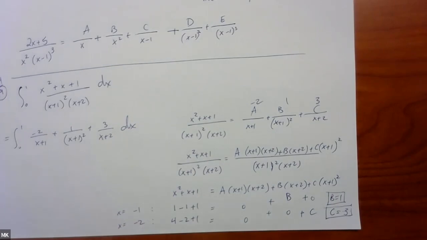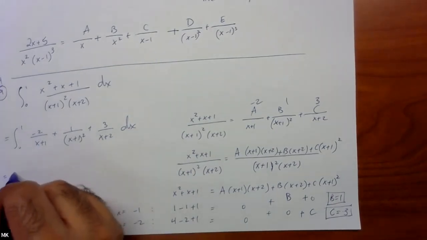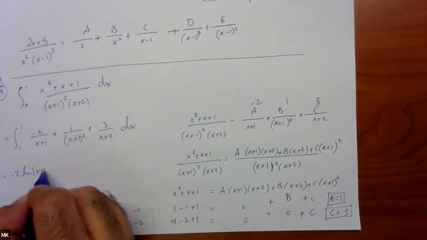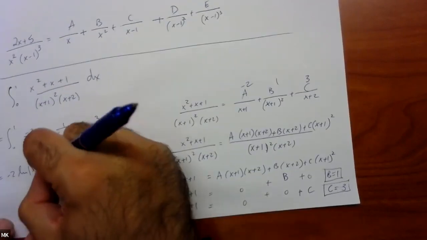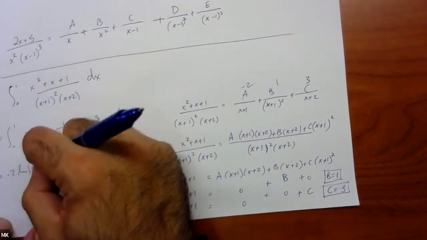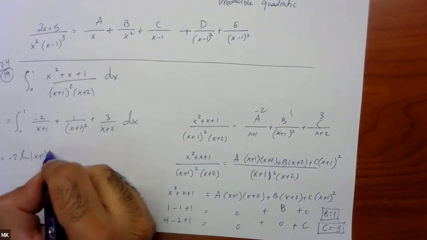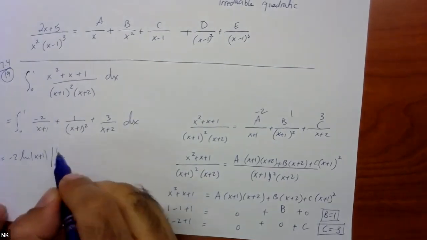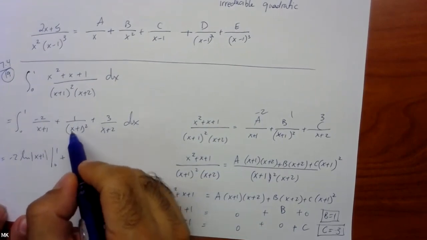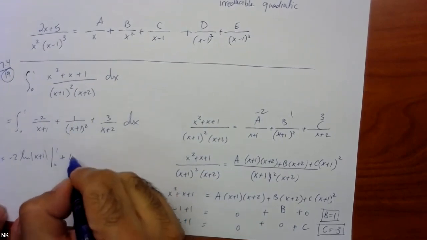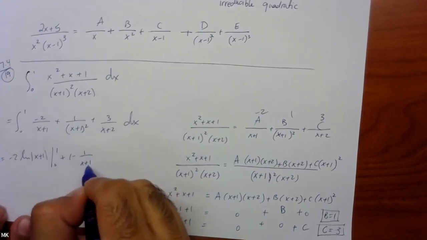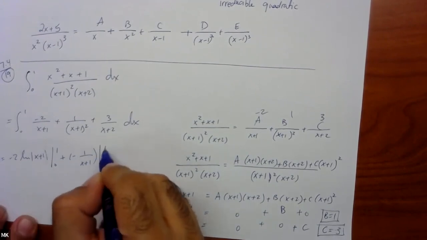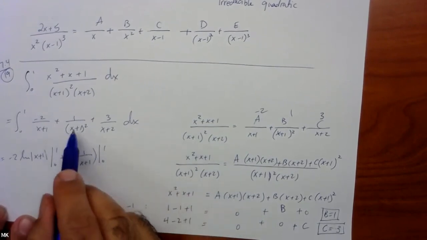Very good. Now the first one is easy. It's just -2 natural log of x plus 1. Very good. And I evaluate that from 0 to 1. Very good. Second one is 1 over something squared. If I do a u substitution, I just get -1 over x plus 1 from 0 to 1. You can take the derivative of it, you end up with that.